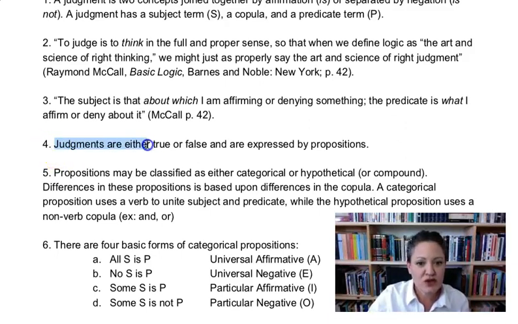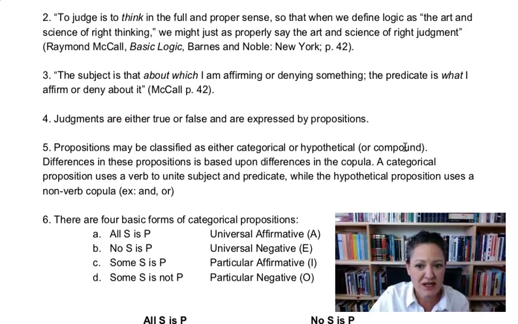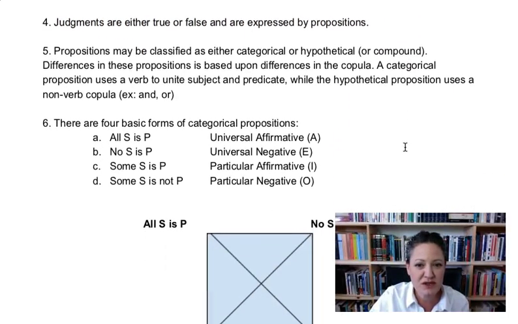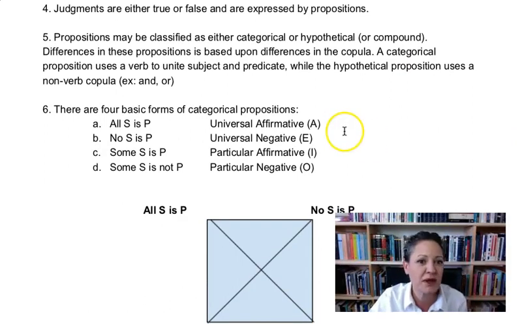Judgments are either true or false and are expressed by propositions. So judgments and propositions are slightly different. We're going to look at different kinds of propositions. Now we're getting into the formal aspect of logic.